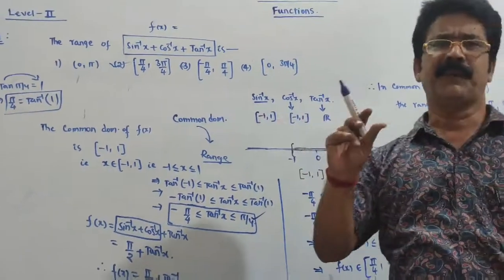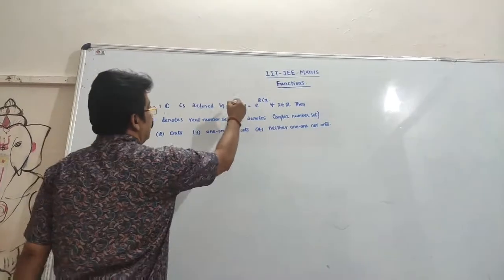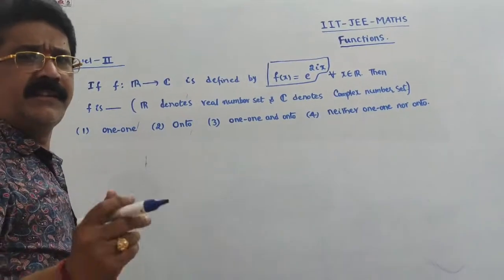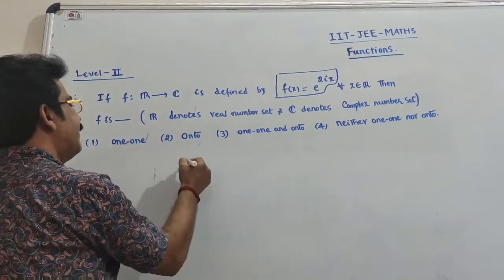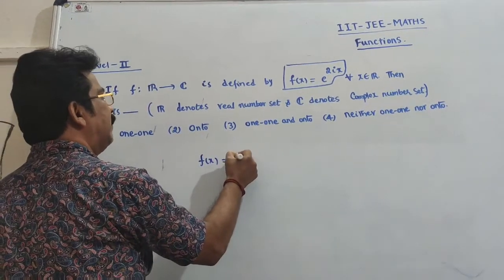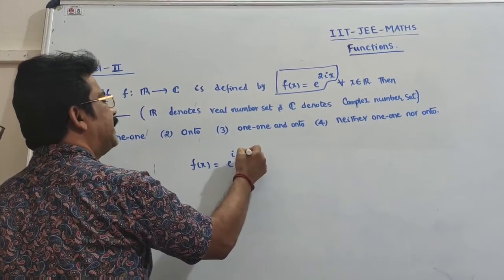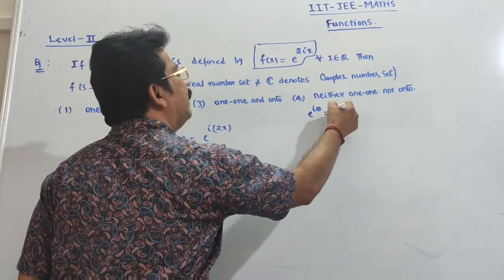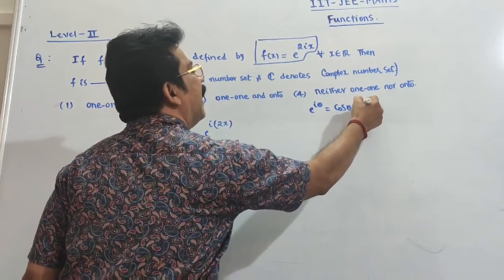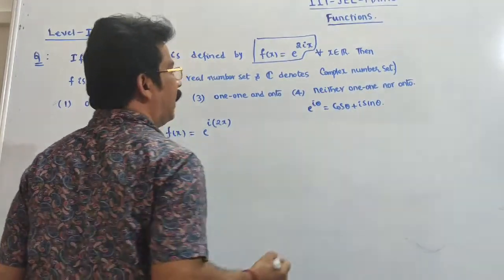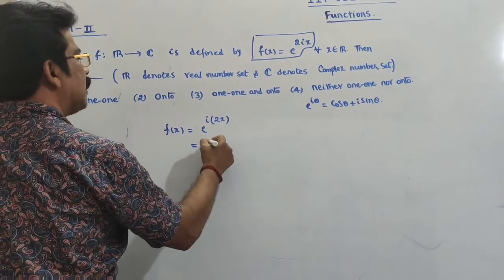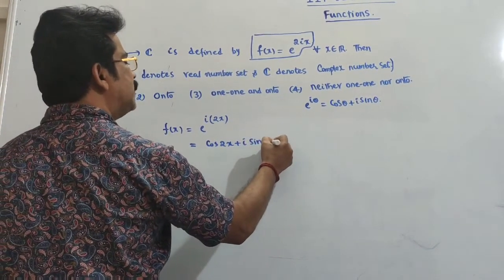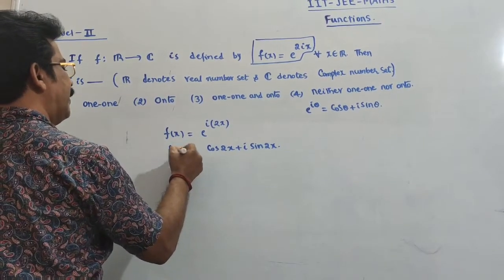This is an important question. Here the given function is e power ix, which is in Euler form. So f of x is equal to e power i theta, with theta as 2x. Actually, e power i theta is equal to cos theta plus i sin theta. So that is equal to cos 2x plus i sin 2x. This is f of x.